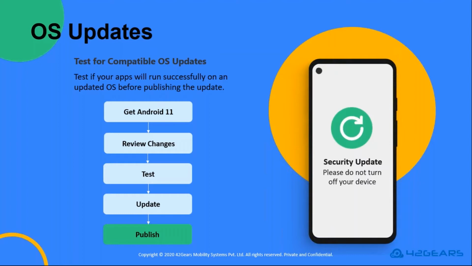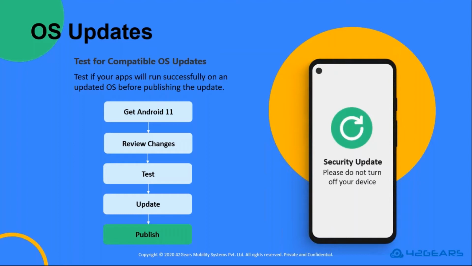As everyone knows, there is a feature called postpone update with the 42Gears solution as well. So you can postpone these updates for the next 90 days. And in between that, you can review the new OS update on a few of the devices before you push it to all the production devices.